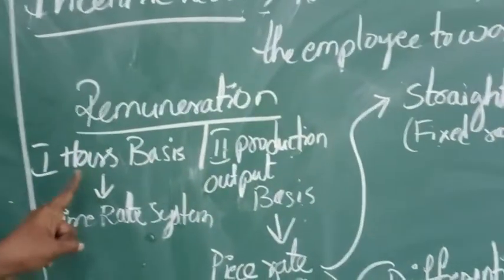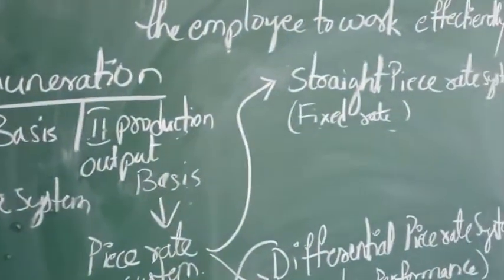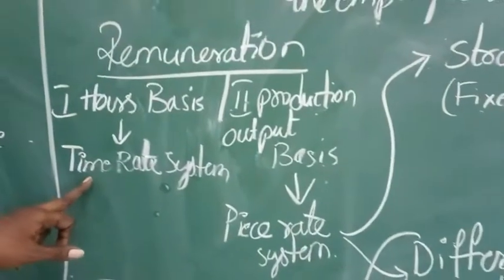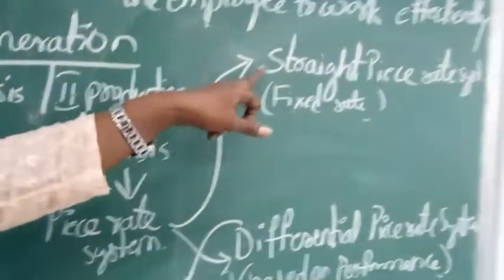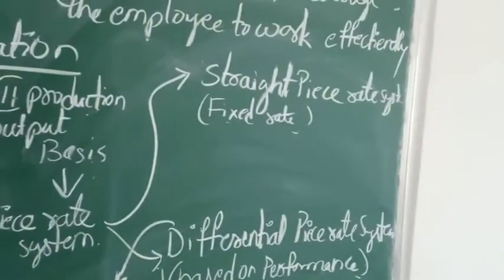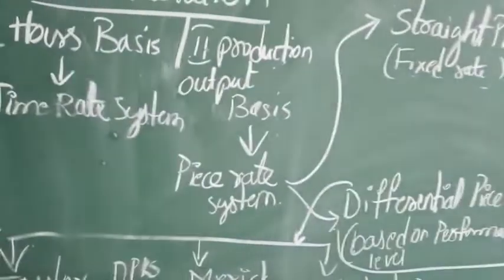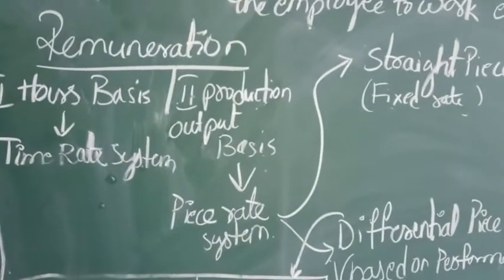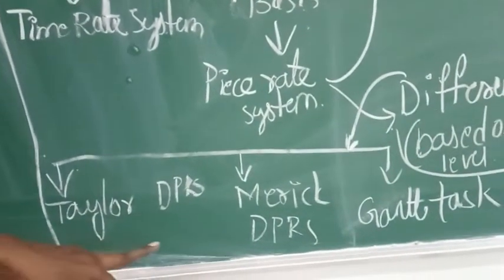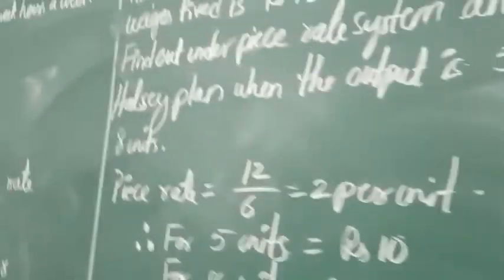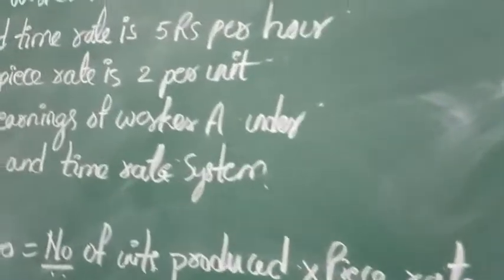So how many methods do we have? Remuneration is of two types, hourly basis and production output basis. Hourly basis comes under the time rate system and output basis comes under the piece rate system. This piece rate system is of two types, straight line piece rate and differential piece rate. The differential piece rate system is of three types. First one is Taylor, next one is Merrick, and then the Gannett task system. Clear? So let's go for the problems here.